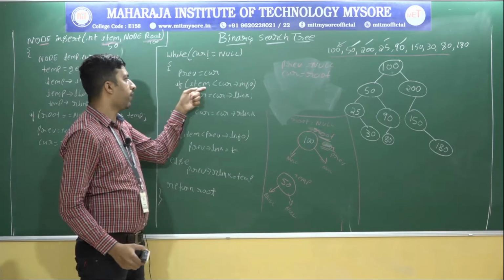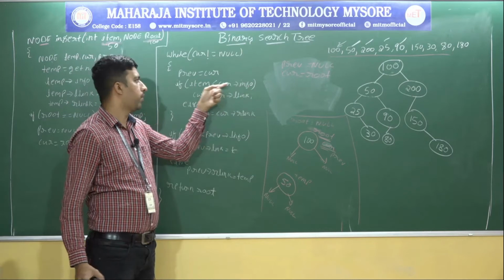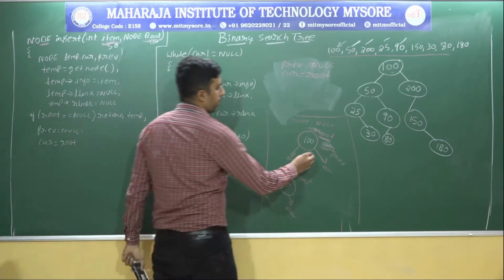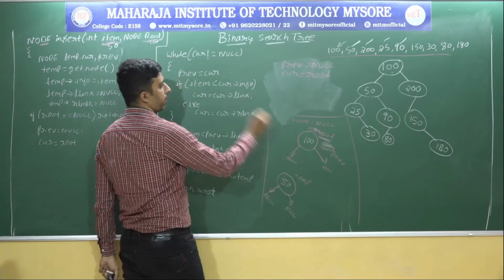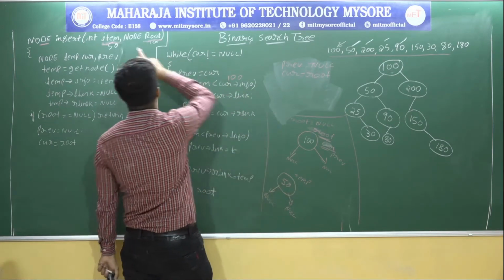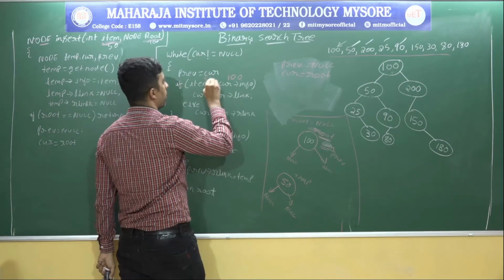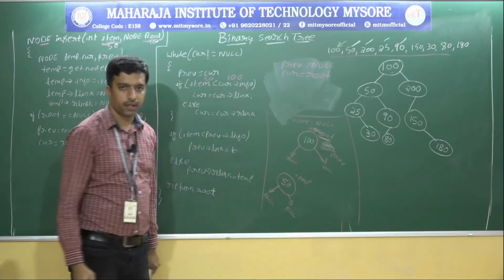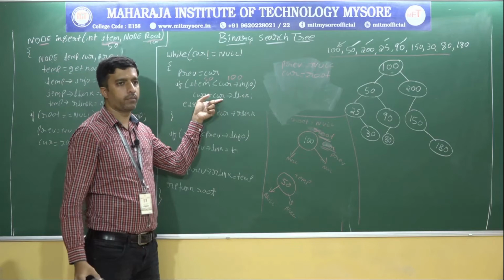Okay, check that one. If item is less than current of info. What is the current info there? Current info is 100. And what is the item? Item is given as 50. Okay, 50 is less than 100. Yes, and then it goes to the left link.